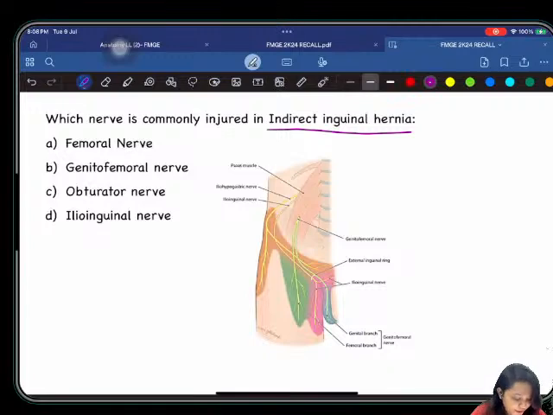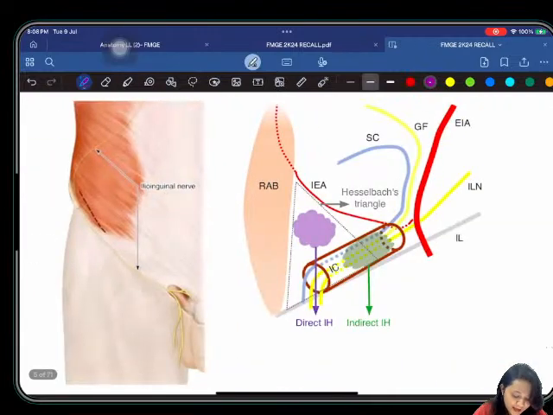So, in an indirect inguinal hernia, which nerve will be commonly injured? Anyone who wants to answer this question in the chat? Before that, let us study the direct and indirect inguinal hernia.